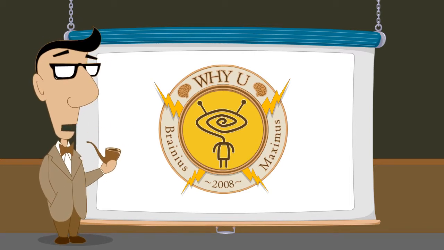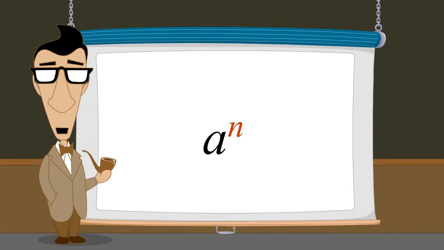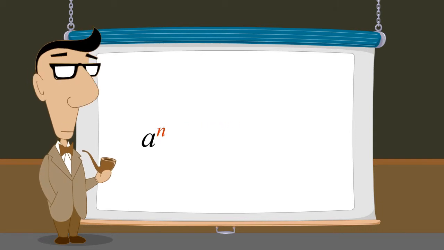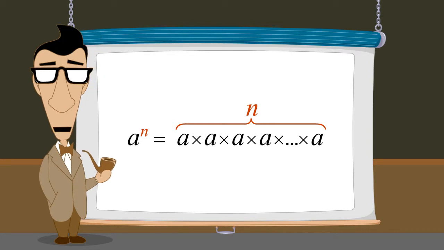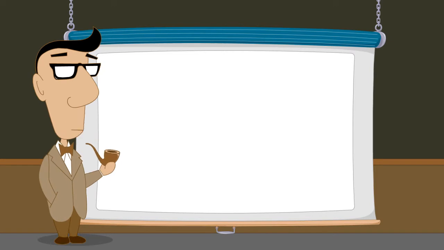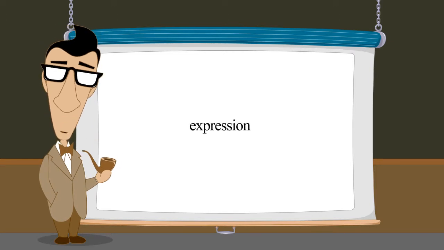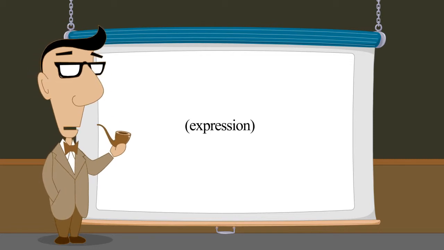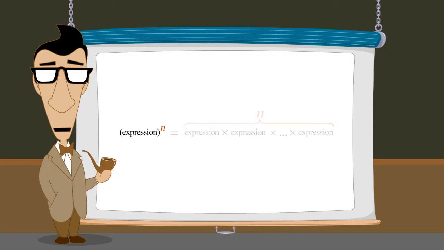When we first introduced the concept of exponents, we saw that any number a raised to the nth power, where n is a positive integer, is equivalent to n a's multiplied together. This is true not only for numbers and variables, but it is also true for expressions. If we enclose an expression in parentheses, we can raise the entire expression to a power. This is equivalent to n copies of the expression multiplied together.